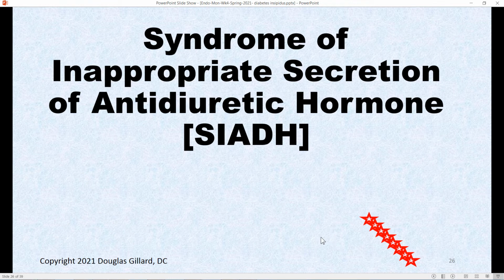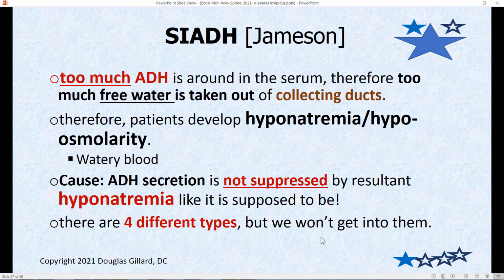Let's talk about SIADH, syndrome of inappropriate secretion of antidiuretic hormone. So what is this all about? Well, too much ADH is around in the serum for whatever reason. If you have too much ADH around, it's going to overstimulate the principal cells. You're going to suck too much water out of the filtrate, and that's going to go into the blood and cause hyponatremia. You're going to have watery blood.